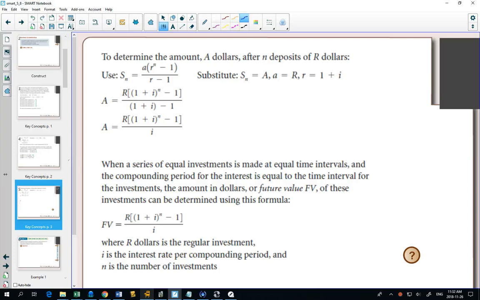So on page 431, we are going to highlight this formula. And what this formula allows you to do is find the future value of something when a series of equal investments are made at equal time intervals. And the compounding period is the same.